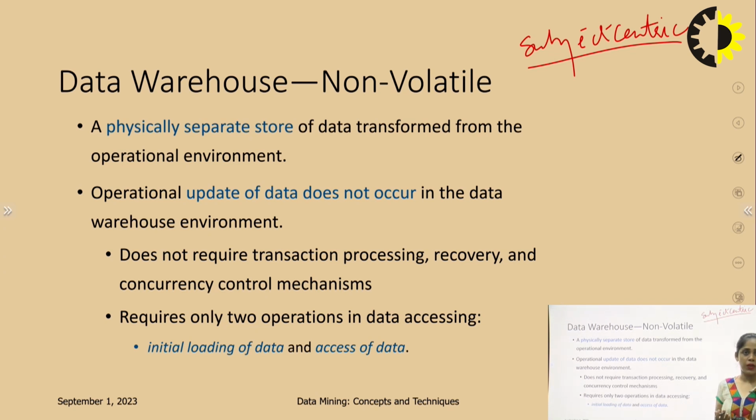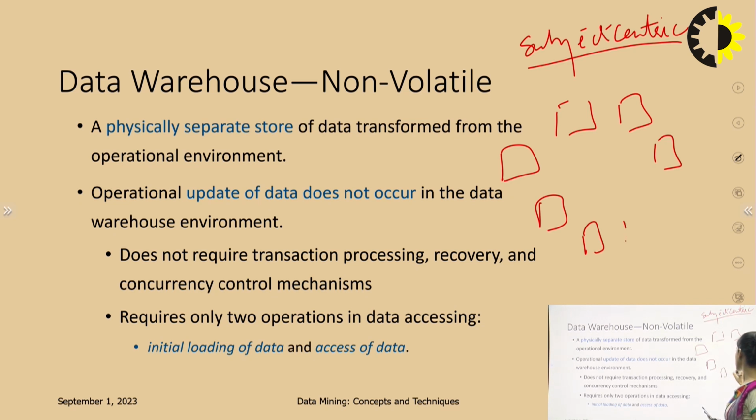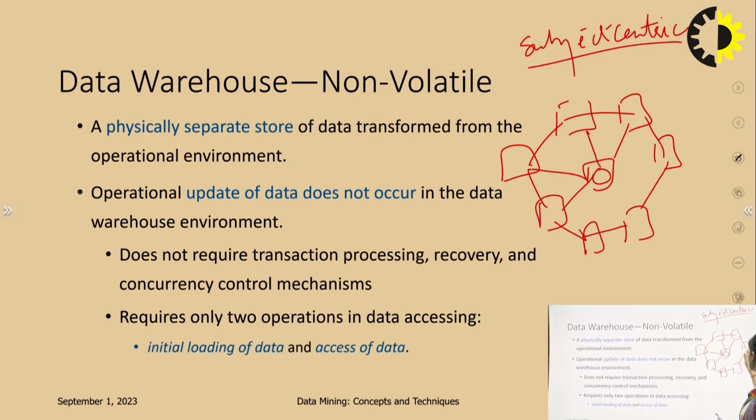Second one is integrated. Integrated means it is connected to each other. For example, we have different departments, and all those departments belong to a single organization. So obviously they are interconnected with each other as well as directly connected to that organization. Like this we can see how the integration of different departments contributes to the warehouse.